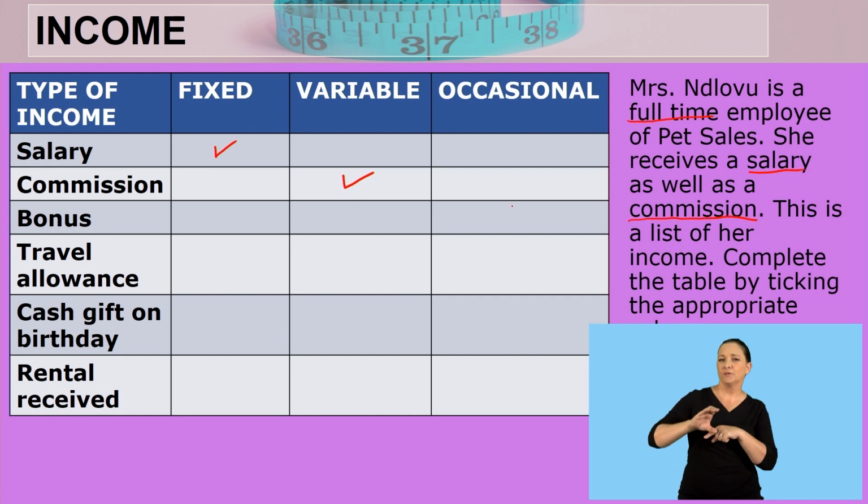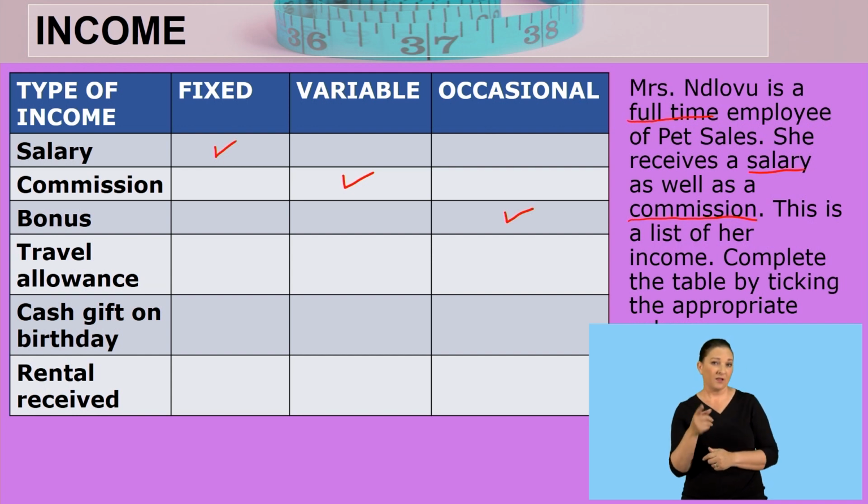bonus, occasional. Don't receive that every month. Travel allowance, you might receive that every month, but that could change depending on how far or close you travel, so that's variable. Cash gift on a birthday, that's occasional, because a birthday usually happens only once a year. And rental received, that's a fixed income. There we go. Let's carry on.